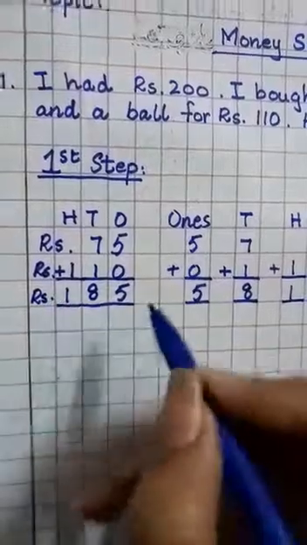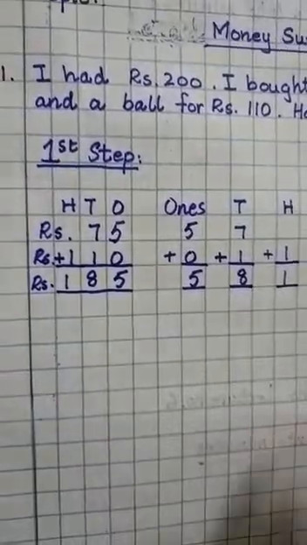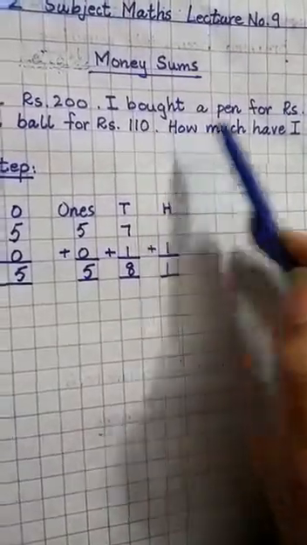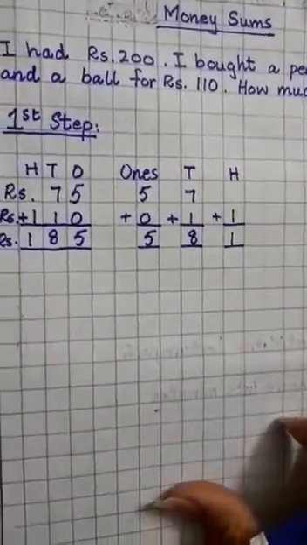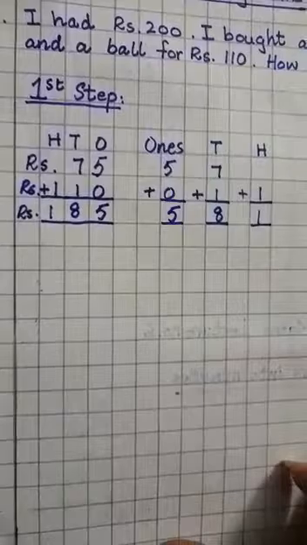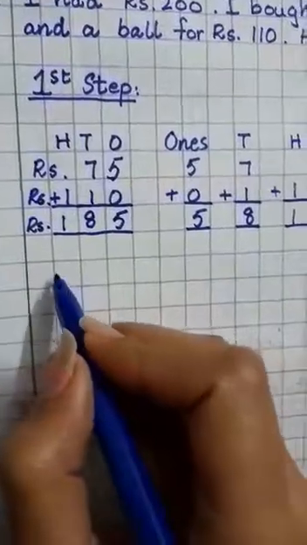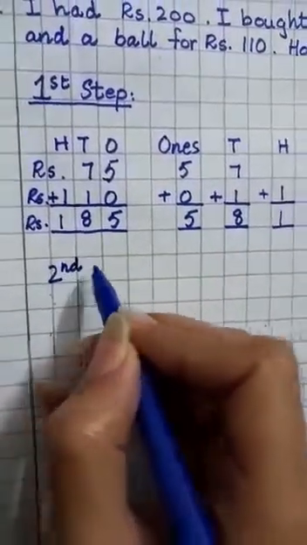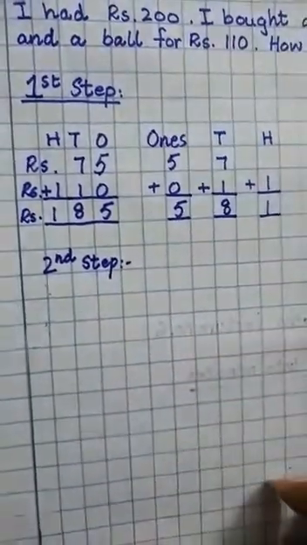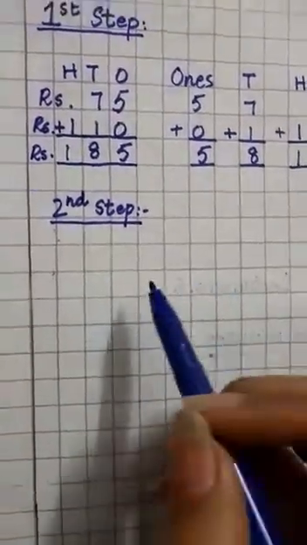Rupees 185. Okay, we have added both the numbers. Rupees 75 and rupees 110 we have added in first step. Now it's very easy to subtract this amount from total amount. Okay, now leave one line, give heading second step. Okay, give heading second step. Now underline the heading second step.